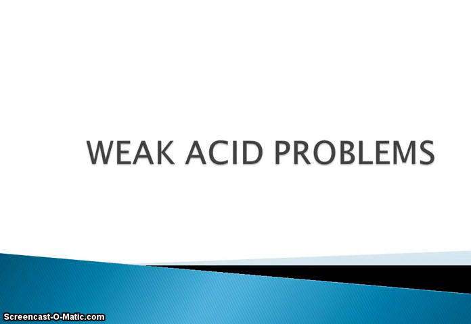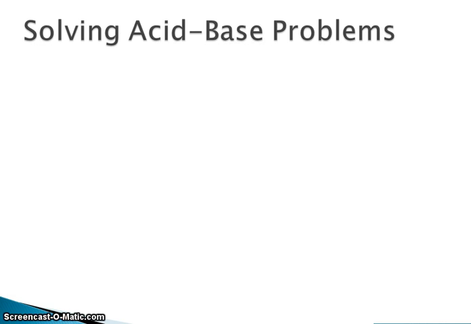Weak acid problems. When we solve weak acid and weak base problems, there's a list of steps that we want to go through which will help us to solve these particular types of problems. The first thing we want to do is look at the problem and decide what the major species are that are in the solution, and we should list them before we start.